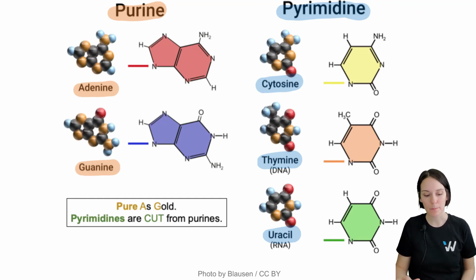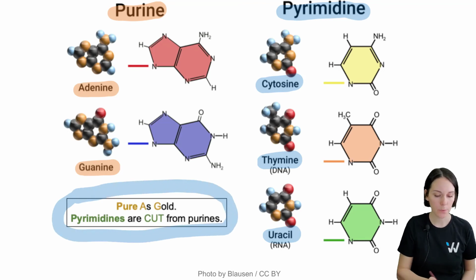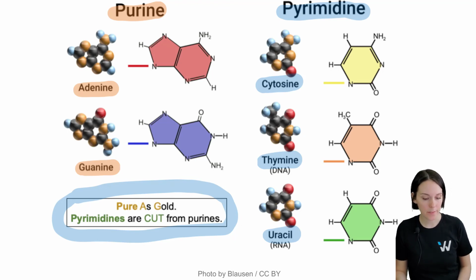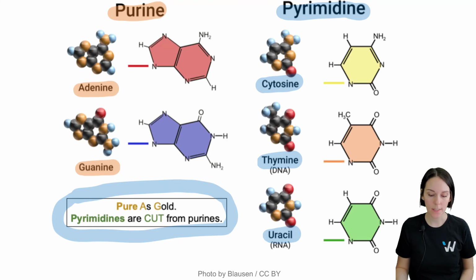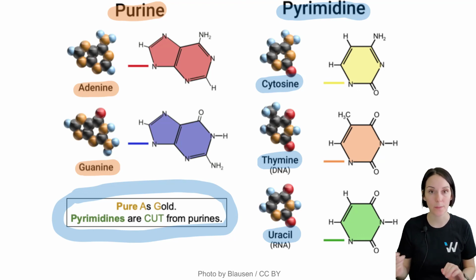And one way that you can remember which of the nitrogenous bases are purines versus pyrimidines is by using this little trick right here. So purines, think pure as gold. A and the G stand for adenine and guanine, so those are the purines. The pyrimidines are cut from purines. So CUT, you can think of cytosine, uracil, and thymine. And pyrimidines being cut from purines, you can kind of think of it having this 1-ring structure, whereas the purines have 2, so it can be cut from the purine to make the pyrimidine.